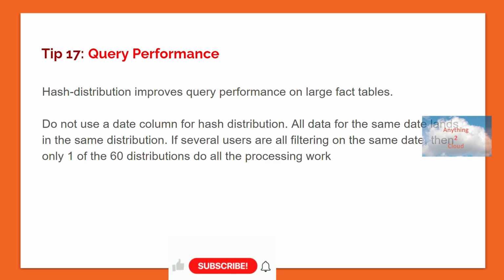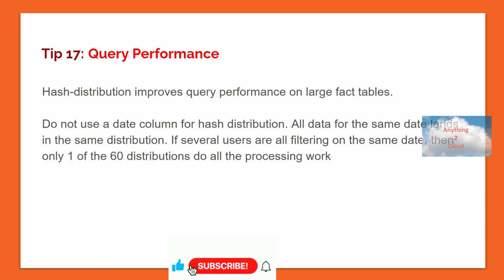Next step is on query performance. The hash distribution improves query performance on large fact tables. Do not use a date column for a hash distribution, because all data for the same date lands in the same distribution. If several users are filtering on the same date, then only one of the 60 distributions does all the processing work.